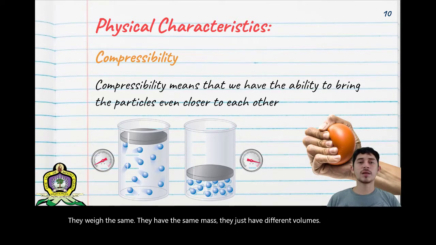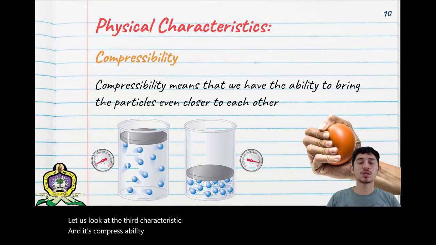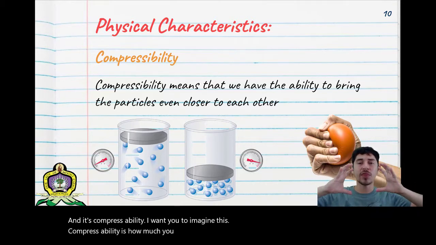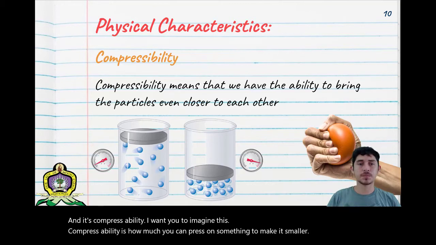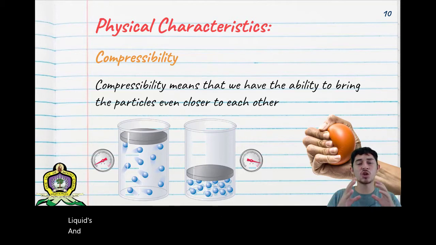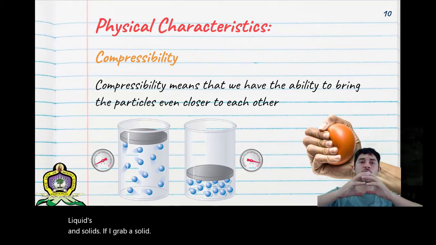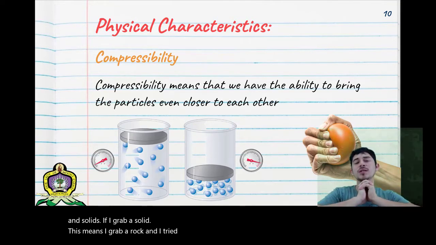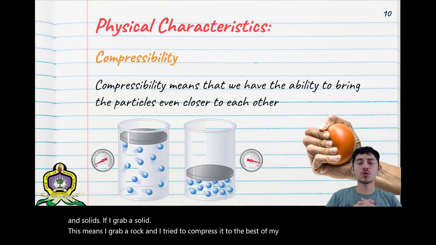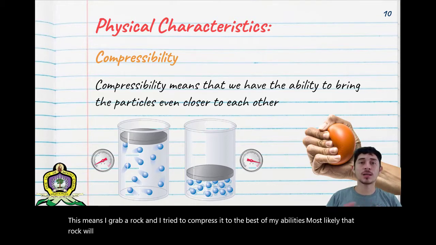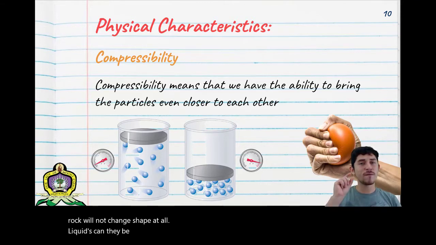Let us look at the third characteristic, and it's compressibility. I want you to imagine this. Compressibility is how much you can press on something to make it smaller. Liquids and solids, if I grab a solid, this means I grab a rock and I try to compress it to the best of my abilities, most likely that rock will not change shape at all. Liquids, can they be compressed? To a very, very minor level, you can compress liquids.